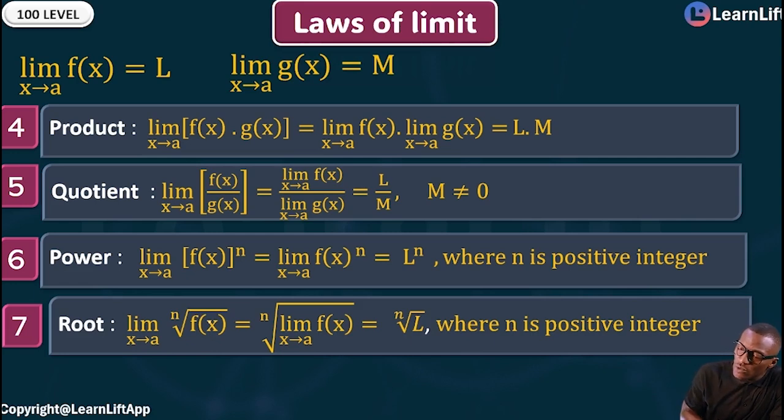And the last but not the least, talk about the roots. So if you have the nth root of lim f of x, it's the same thing as lim f of x all raised to power 1 over n. The root of a limit is the limit of the root, where n is a positive integer.